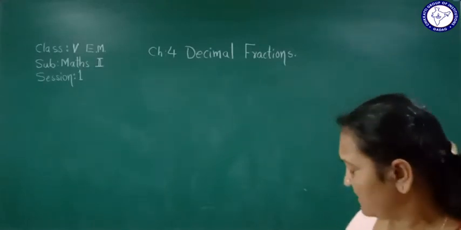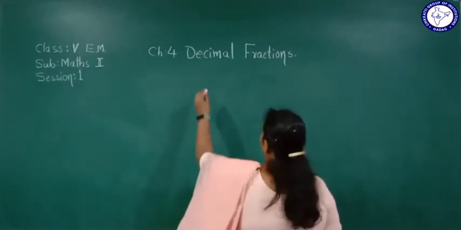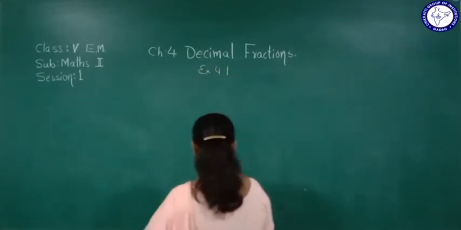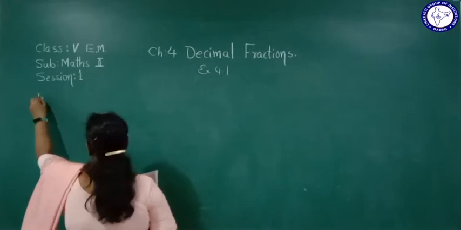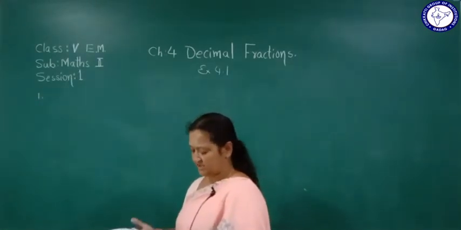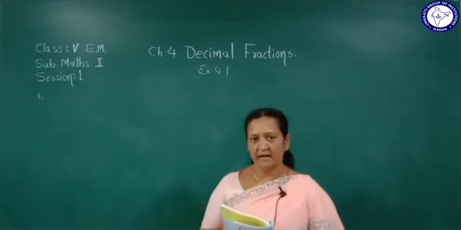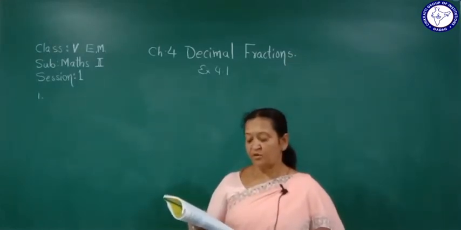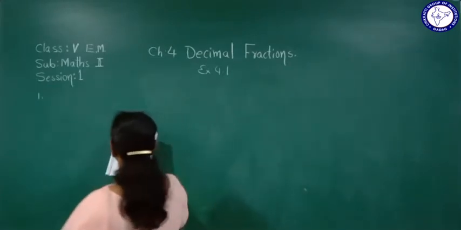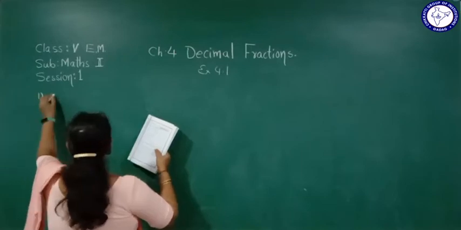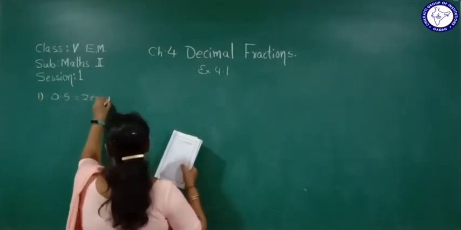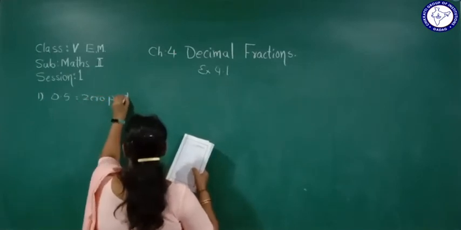Let me solve exercise 4.1. Here, first one: read the following decimals and write them in words. So we should read and we should write them in words. Here I'll do 2 questions and 2 questions you have to solve. So here first one, it is 0.5 and we write it as 0.5.